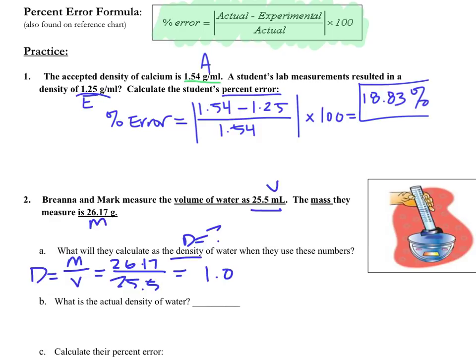When I divide those two together, I get 1.07. I'm sorry. It should be 1.02 grams per milliliter. So the actual density, what we've discussed already in the notes, is 1.0 grams per milliliter.